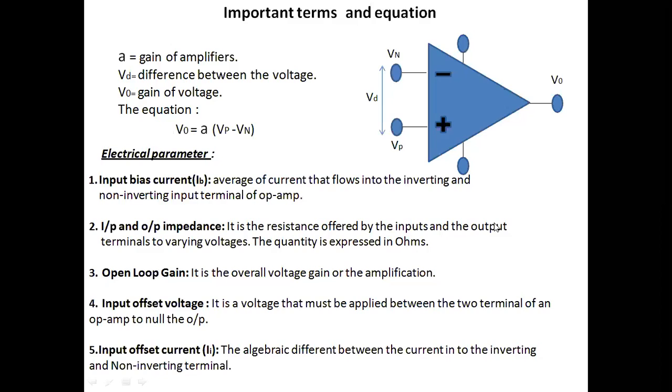So here we can say, when we are not connecting this to anything, it means what? It is the voltage that must be applied between the two terminals when the op-amp is set to the null output. At that time we call that input voltage the input offset voltage. Again, input offset current is the algebraic difference between the currents in the inverting and the non-inverting terminal when the op-amp is set to null output.